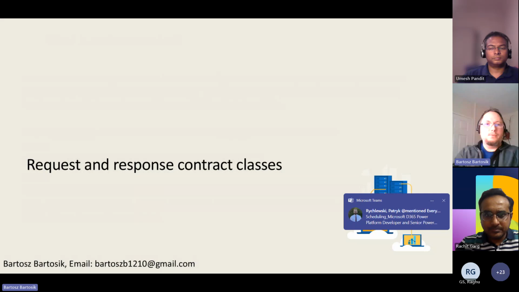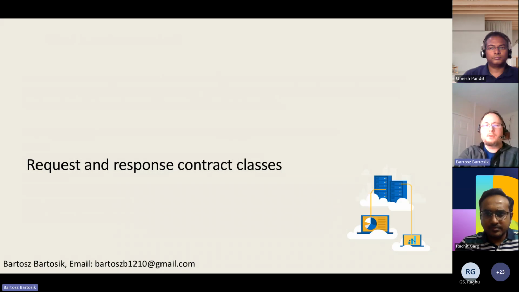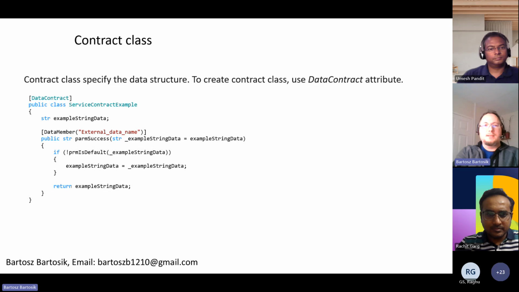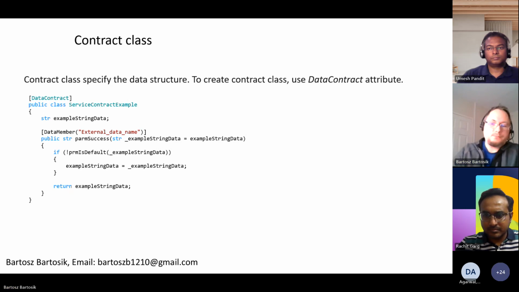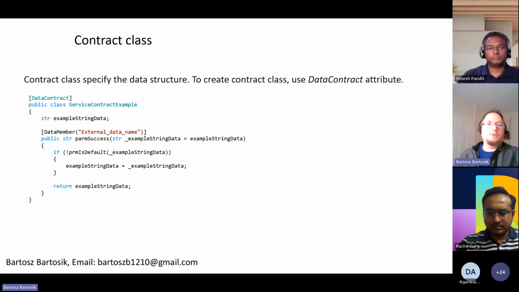Going further, to create a custom service, we need to have contract classes, which are request and response, which pretty much specify the data structure for what you're going to receive in finance and operations and what the system is going to return to the other side. So here we have a simple example of a contract class with just one parameter.